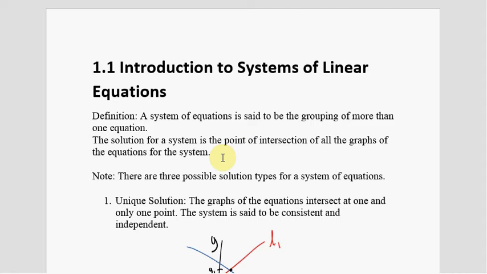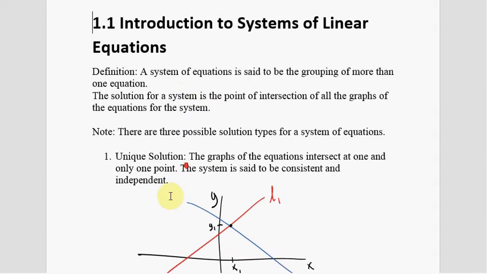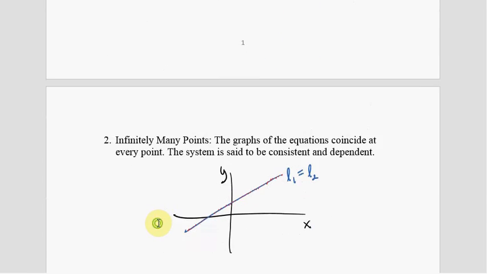I want to finish up section 1.1, just an introduction to systems of linear equations. We gave the three basic model types for a solution. That is, a system could have a unique solution, the system could have infinitely many solutions, or a system could have no solution. So we just looked at that in a very elementary format.